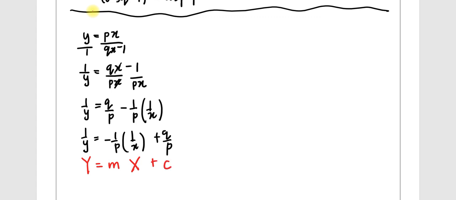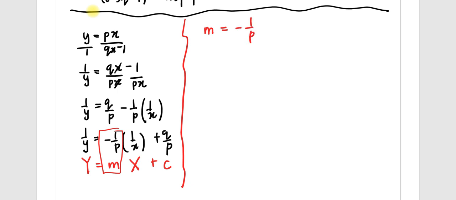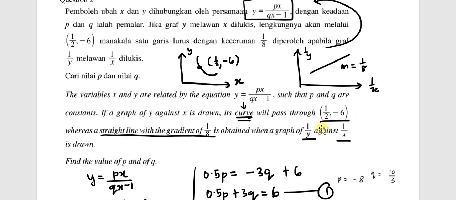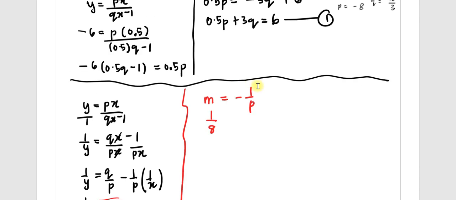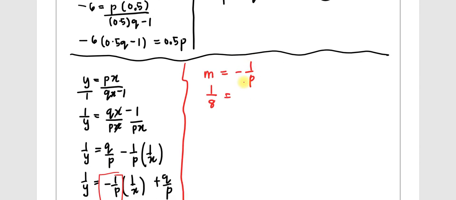Now we can get the c. Okay, now gradient is simple. You have the gradient negative 1 over p, and remember the gradient is 1 over 8, right? The question gave us gradient of 1 over 8. So we simply equate them. Okay, and then you solve for this. So p is equals to negative 8.